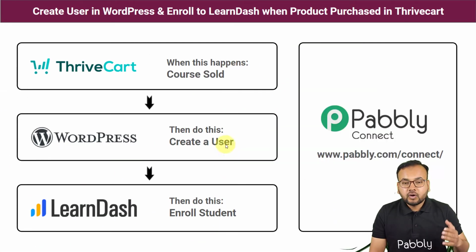So here is the flow of this automation. You just have to create a checkout page from ThriveCart application from where you can sell your course, and as and when the course is sold, a user will be created in your WordPress website automatically, and the same user is going to be enrolled as a student in LearnDash LMS, which is a learning management system plugin of WordPress, automatically.